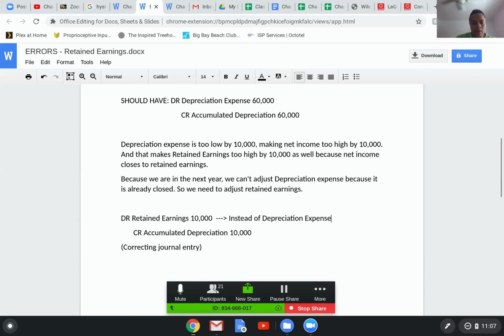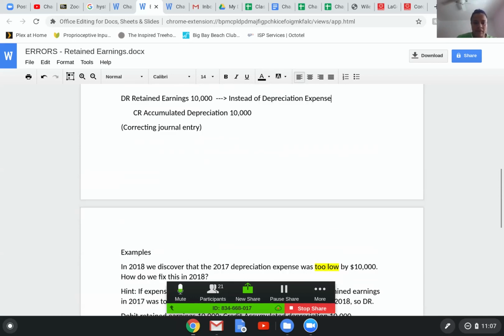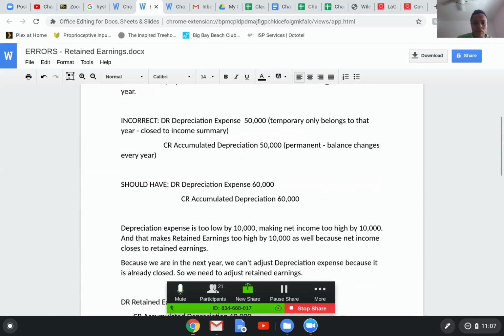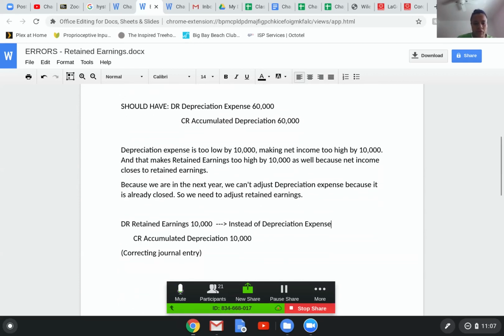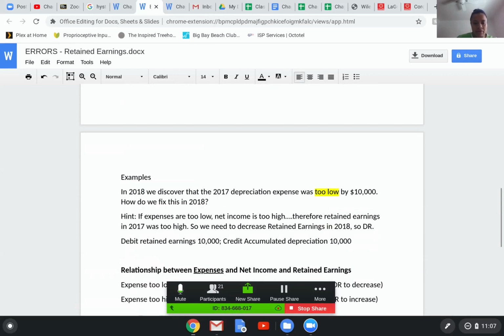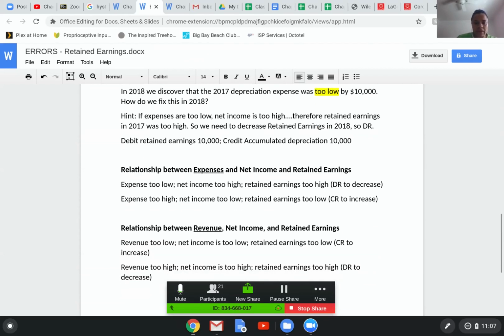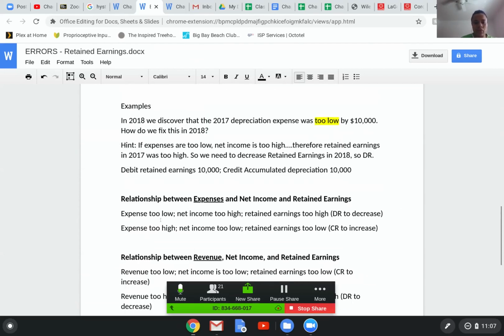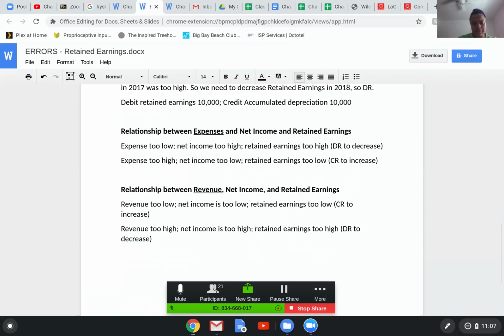All right. So that's the alternative way, or the full view of how we end up with this journal entry. The relationship is important here. If expenses are too low, net income is too high, retained earnings is too high. So to fix that, we have to decrease retained earnings. If expenses are too high, net income is too low, retained earnings is too low, so we have to credit, meaning add, to fix this.